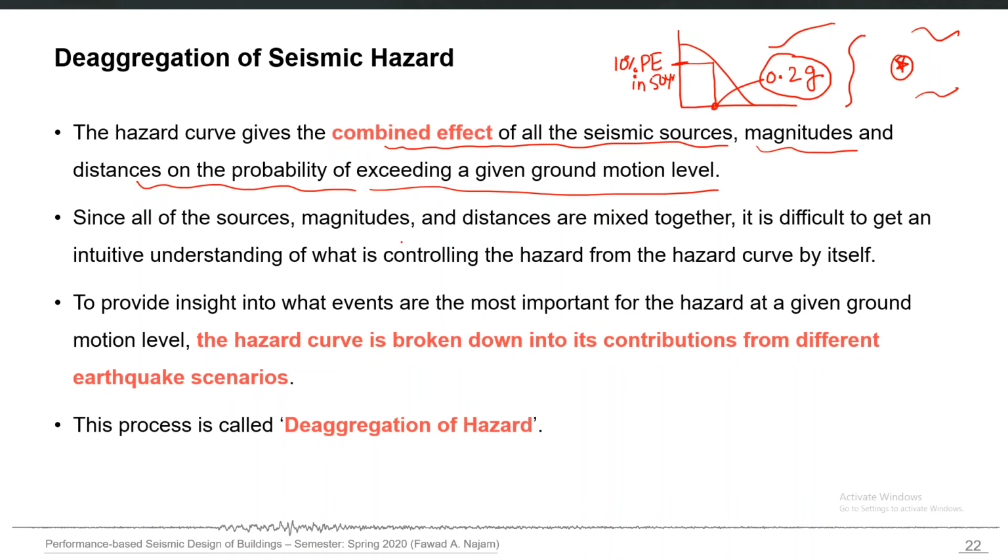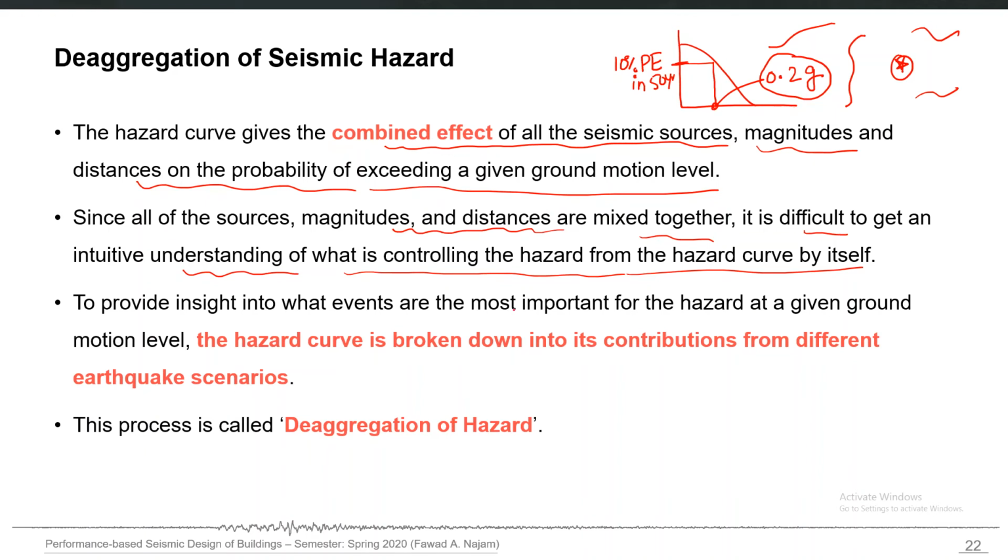Since all of the sources, magnitudes and distances are mixed together, it is difficult to get an intuitive understanding of what is controlling the hazard from the hazard curve by itself. So if you are, for example, interested in understanding the composition of this 0.2 g, that from which specific fault or seismic source the maximum contribution is coming, the process of actually decomposing this 0.2 g is the de-aggregation of seismic hazard.